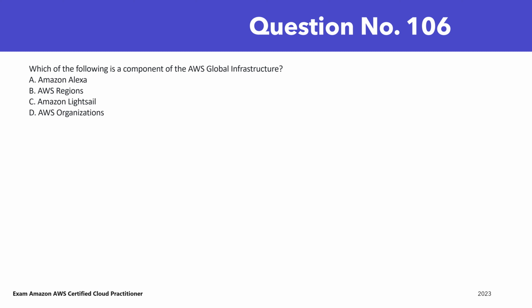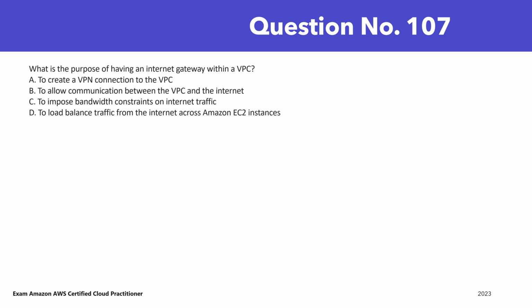Which of the following is a component of the AWS Global Infrastructure? A. Amazon Alexa. B. AWS Regions. C. Amazon Lightsail. D. AWS Organizations. Correct answer, B.